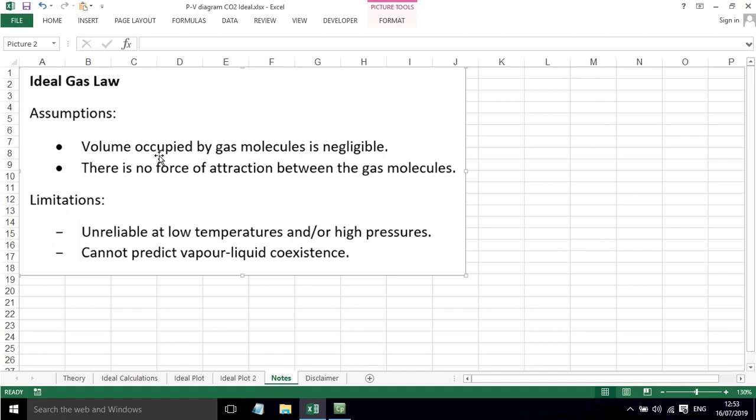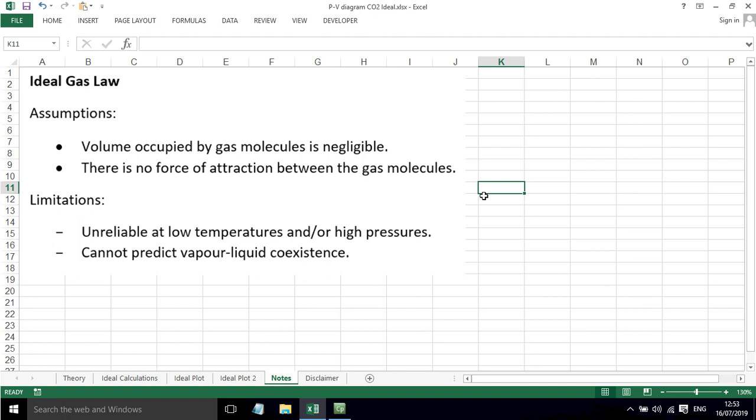The assumptions are that the volume occupied by the gas molecules is negligible, and also that there's no force of attraction between the gas molecules. This makes it unreliable at low temperatures and/or at high pressures, and we can't predict the vapor-liquid coexistence. And so there are limitations to what we can do with the ideal gas law.